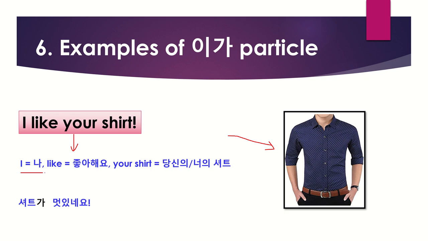Break down. I like, 좋아해요. Your shirt, 당신의 or 너의 shirt. Okay? So, shirt, 너의 shirt, actually, but in Korean, just shirt. Shirt, okay? Shirt, and with the vowel, okay? So, shirt가 멋있네요. Right? I like your shirt. Oh, shirt가 멋있네요. Okay? You get it?